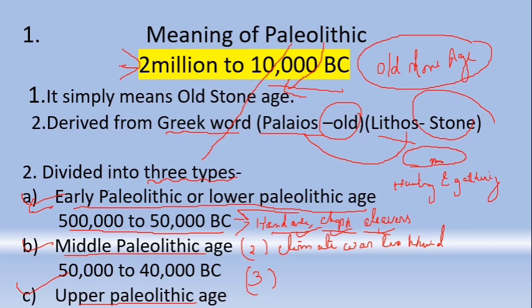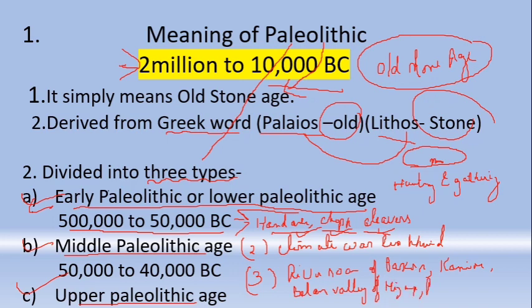The third point is that some of the areas we found in this Early Paleolithic Age are in the River Swan of Pakistan, second, in Kashmir, and third, in the Belan Valley of Mirzapur district.